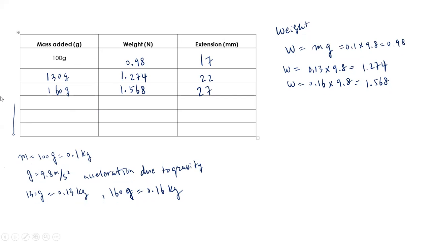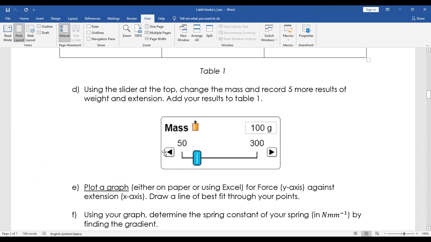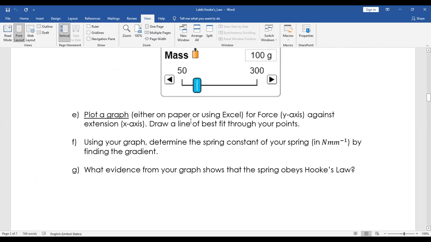Then what else do I need to do? This is Newton. The other is millimeter. Then what do we need to do? Then plot a graph, either on paper or using Excel. Actually, I prefer to show Excel. Force on the y-axis against extension on the x-axis. Draw a line of best fit through your points.